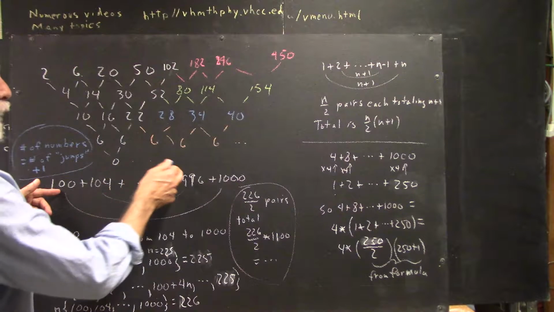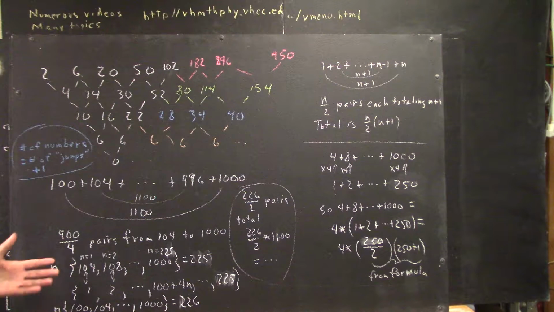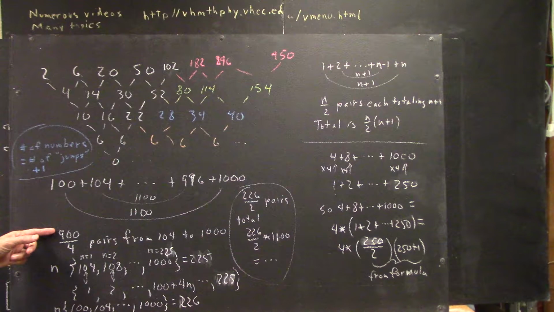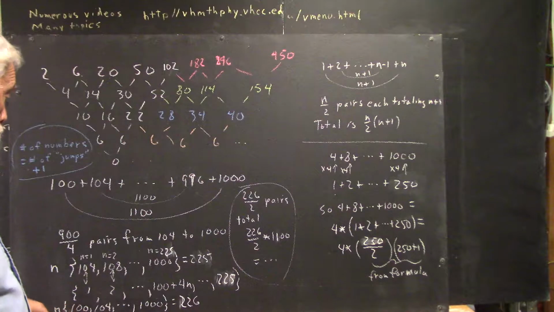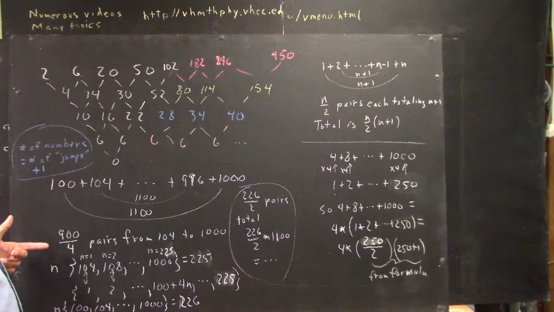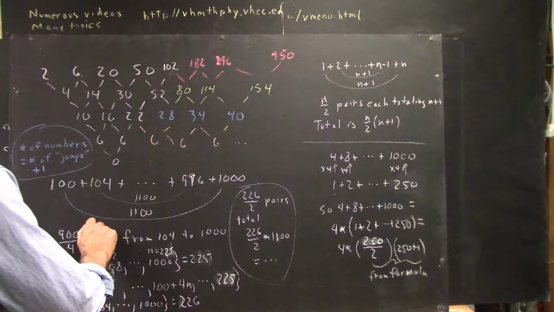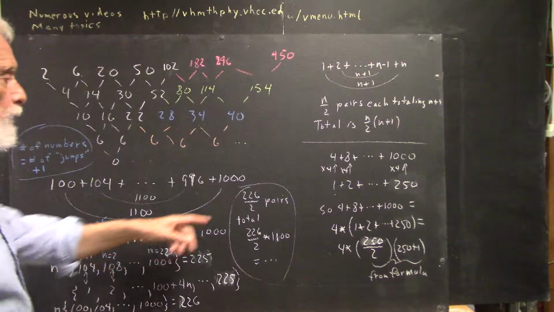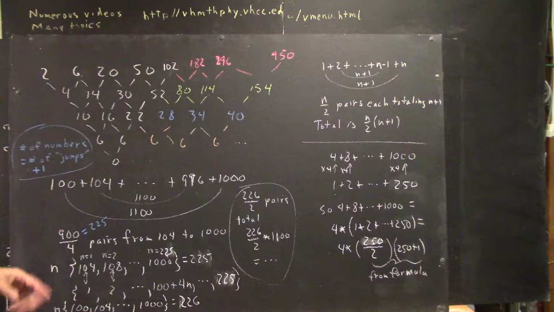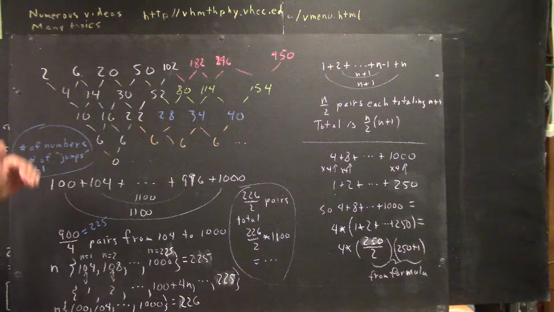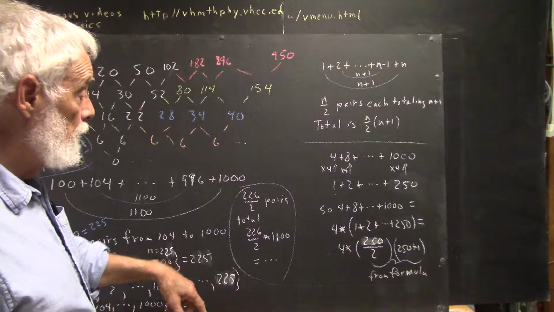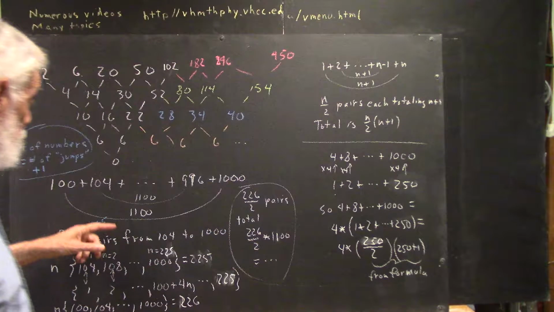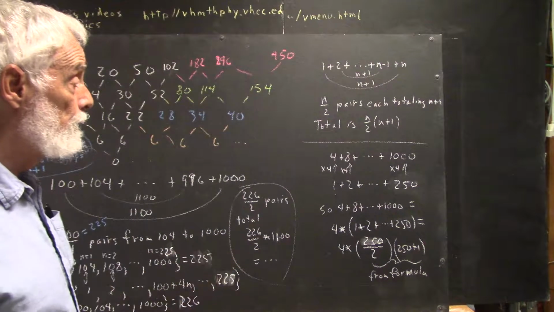jumps of 4. Okay, so we conclude one way or another, there are 900 over 4 pairs from 104 to 1,000. So there are, and 900 over 4 is 225. So I can write that out, that's 225. So there are 226 numbers, because you got to start with 100 before you can make your jumps. So how many pairs? You divide that by 2, and then you multiply the number of pairs by 1,100, and there you have it.